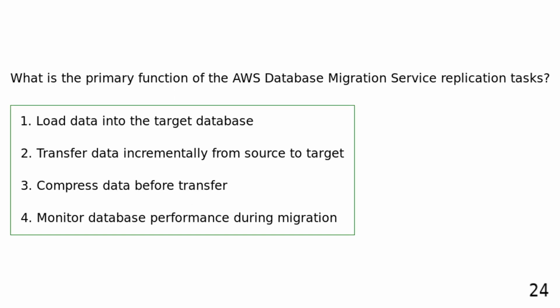What is the primary function of the AWS Database Migration Service replication tasks? Load data into the target database. Transfer data incrementally from source to target. Compress data before transfer. Monitor database performance during migration.